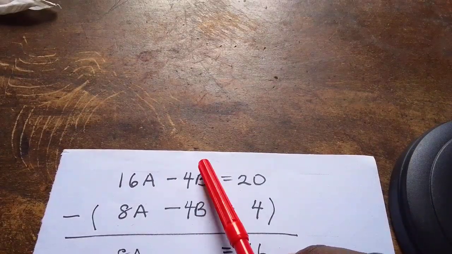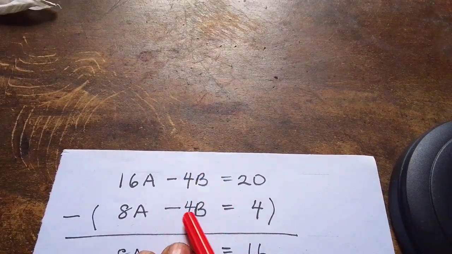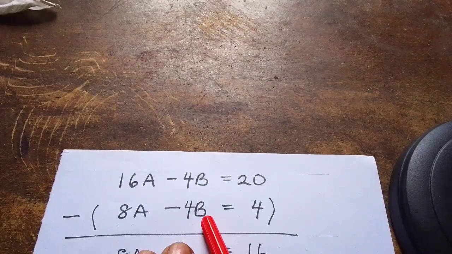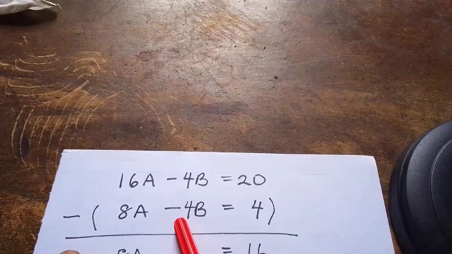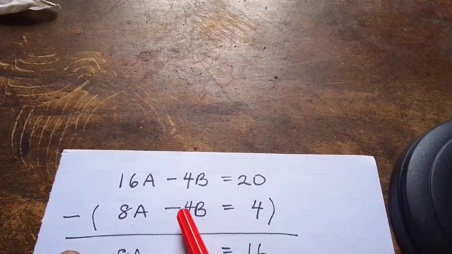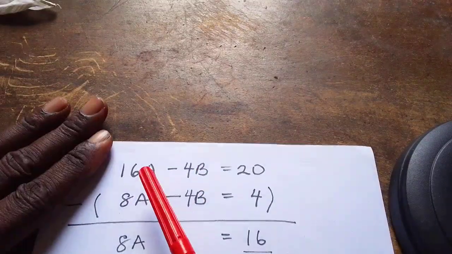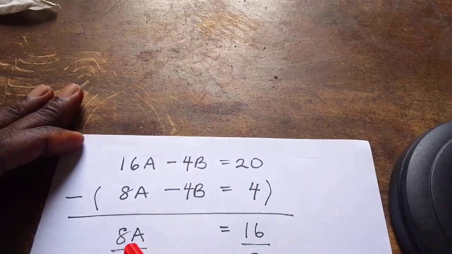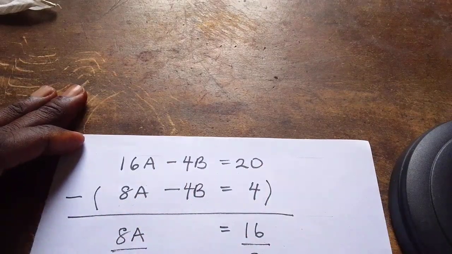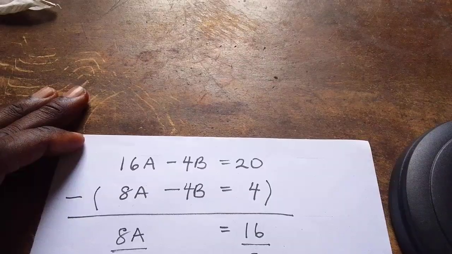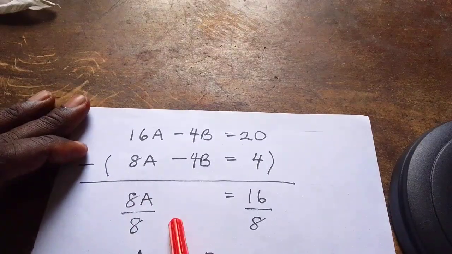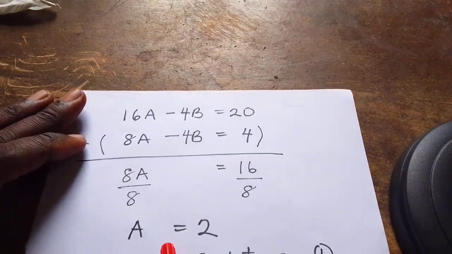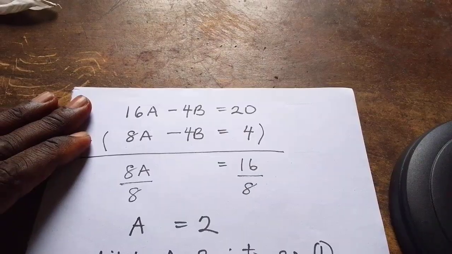Since minus 4b minus 4b will give us minus 8b, that's not yet 0. So I'll now introduce a negative sign so that minus times minus here will give us plus. Minus 4b plus 4b is 0. So I'm now left with 16a minus 8a, which will give me 8a. Then 20 minus 4 will give me 16. To get a, divide both sides by the coefficient of a, which is 8. So when I divide both sides by 8, I'm going to get a is equal to 2.